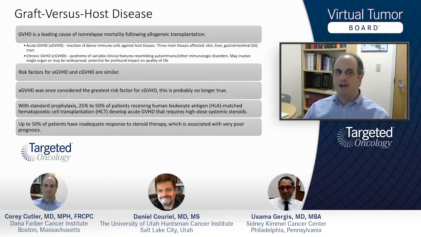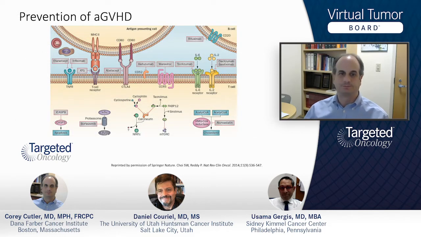About 25 to up to 50% of patients who get transplants from well-matched donors will have acute and/or chronic graft-versus-host disease requiring systemic therapy. And a number of patients who require systemic therapy unfortunately have inadequate responses to corticosteroid, which is both associated with very poor prognoses and the requirements for a number of other immunotherapeutic targeted approaches.